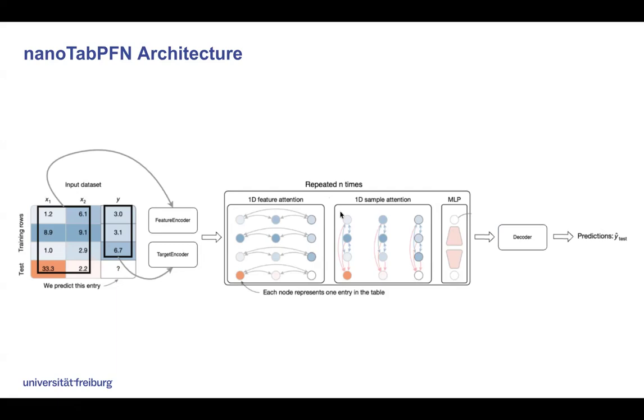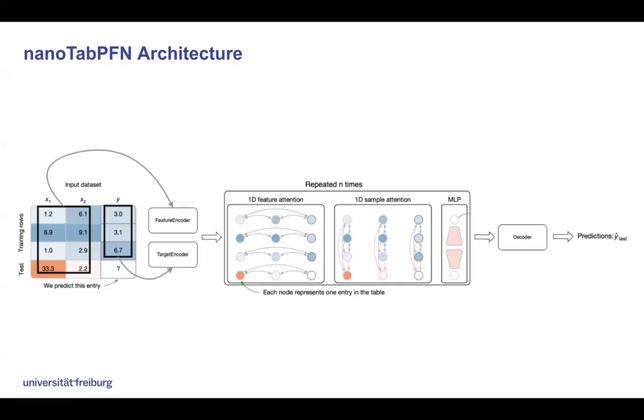Now, the next step is this transformer block. Here, this consists of the alternating attention with the feature attention in the beginning, the sample attention afterwards, then followed by an MLP. In the feature attention, all the cells inside one row attend to each other. And in the sample attention, all the cells inside one column attend to each other.